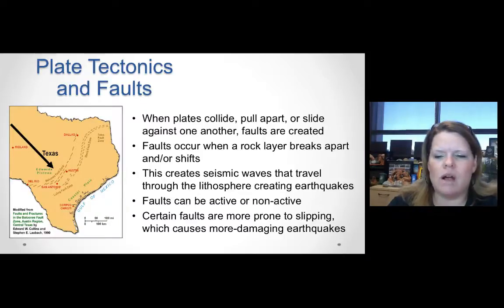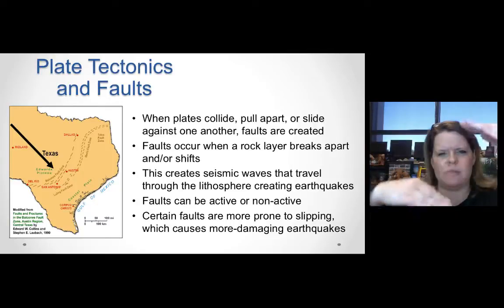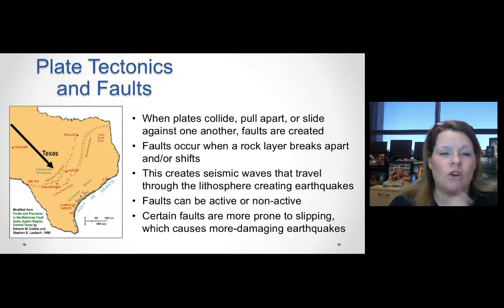Faults occur when a rock layer breaks apart and or shifts, but you have to have offset. In other words, the rock slips sideways, or you move vertically up or down. And the crack in the rock must actually be offset. This creates seismic waves that travel through the lithosphere. That includes the oceanic crust, continental crust, and the top layer in the mantle. And that creates earthquakes. Faults can be active or non-active. Some are in a state of dormancy. And certain faults are more prone to slipping, which causes more damaging earthquakes.